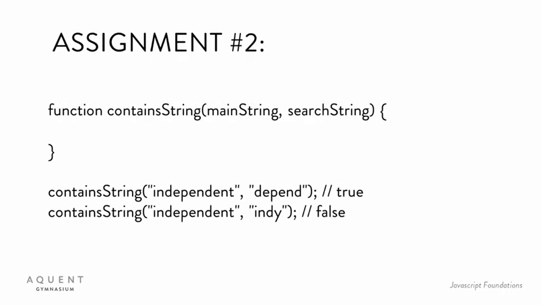Assignment 2. Fill in the body of this function. The containString function should return a value of true if searchString is part of mainString, and false if it's not. For example, containString independent, depend should return true because depend is part of independent. But containString independent, indie should return false because that string is not part of independent. As a hint, check into the indexOf method of a string.